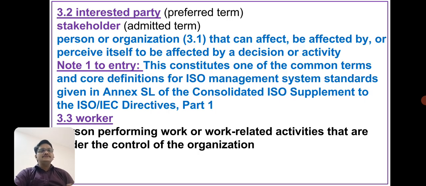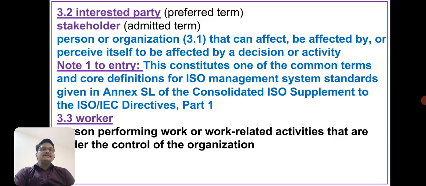Next is interested party. Interested party is actually the preferred term. Before that, we were using the term stakeholder, which is an admitted term. Now, what is an interested party? What are the term definitions? A person or organization that can affect, be affected by, or perceive itself to be affected by a decision or activity. That is interested party.